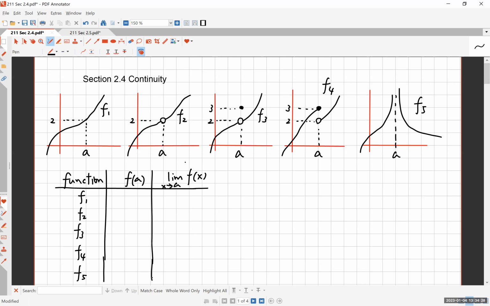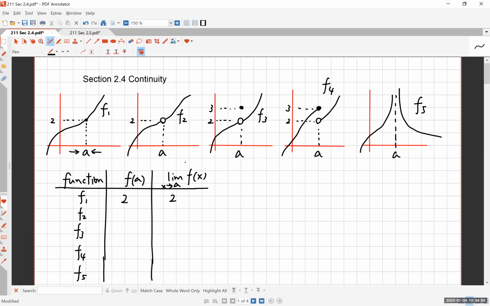Okay, so first, what is f(a)? What is f1(a)? Well, that looks like it's 2, right? That's easy to find. And then what's the limit of the function right at this point? Well, there's no gap, and the limit is the value that f(x) approaches as x approaches a from the right and from the left. So the limit at a appears to be 2 for the function f1.